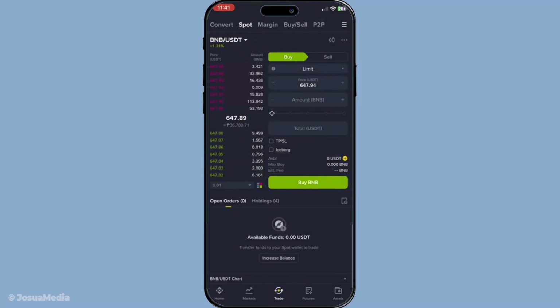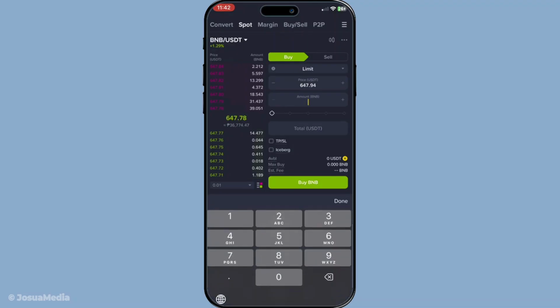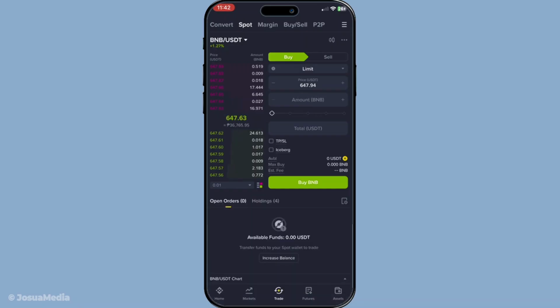Once you're on the spot trading section, you'll see options to set the price and amount for your trade. Simply input the price at which you're comfortable buying or selling, as well as the amount you wish to trade. After entering these details, click buy if you're entering a market position or sell if you're exiting. Keep in mind that your order will only be filled if the market reaches your specified price.